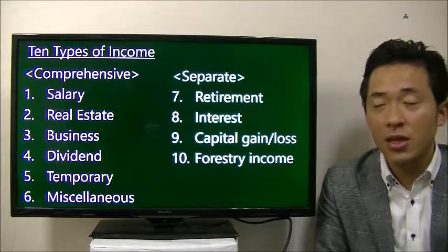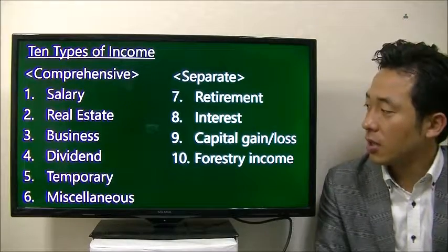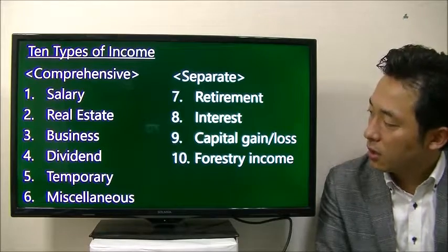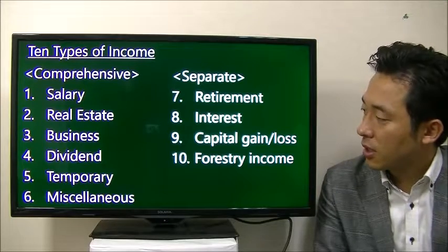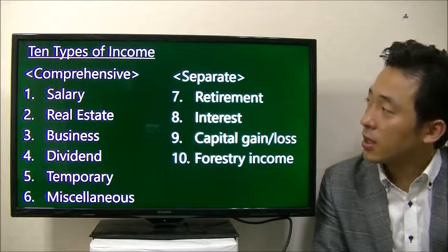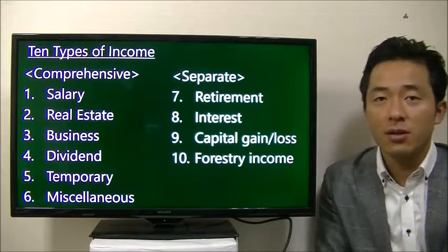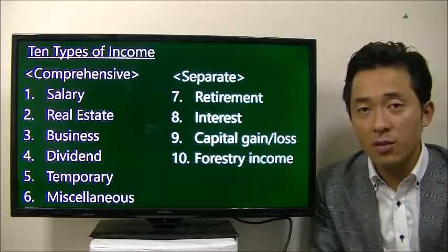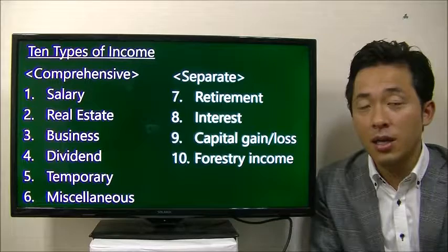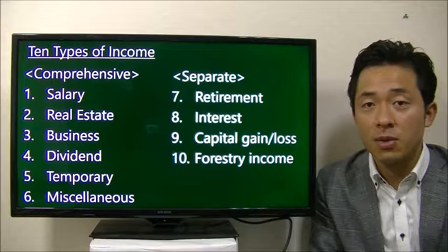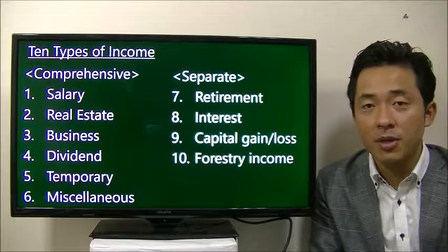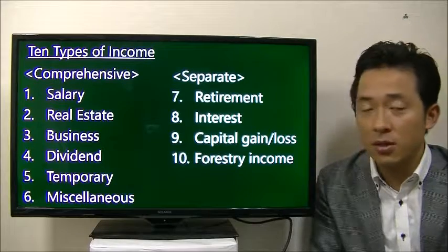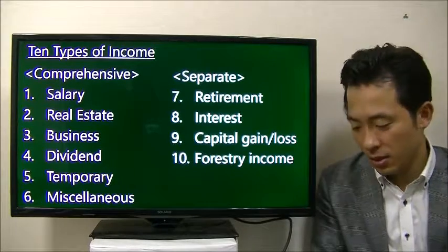The first one is retirement, and interest, and capital gain or loss, and capital gain or loss from real estate or stocks, and forest income. For retirement income, the tax rate is really low because that money is important for after your retirement, so the government does not tax a lot for the retirement income. That's why it's separated.